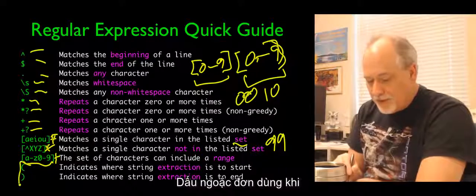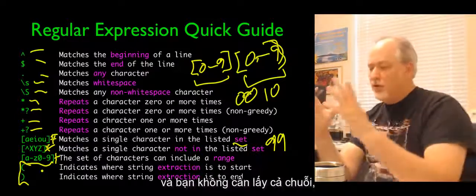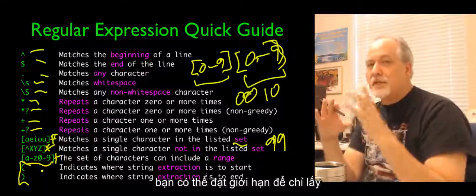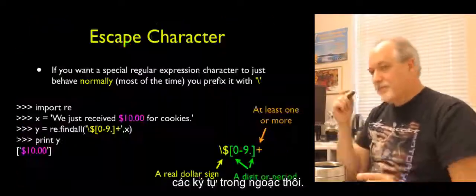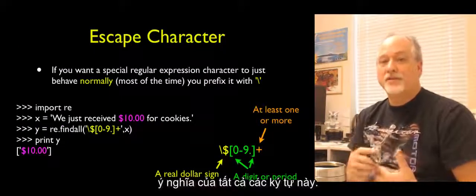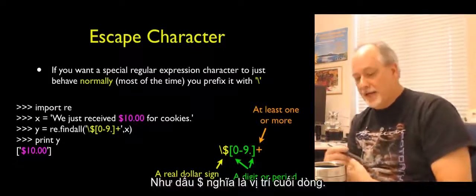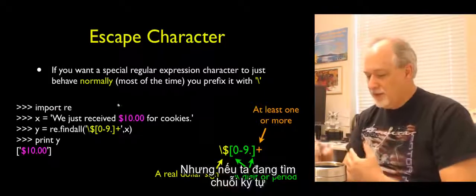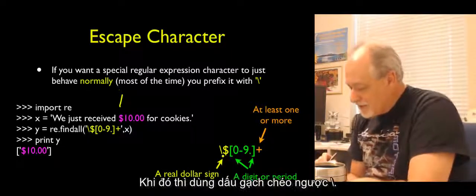And then the parentheses are the things that, if you are in the middle of a big long matching string and you don't want to extract the whole thing, you can limit the things you're extracting to the stuff that's just in there. With all these characters that have all this meaning, we have to have a way to match those characters. So dollar sign is the end of a line. But what if we're looking for something that actually has a dollar sign in the string? And that's what the backslash is for.